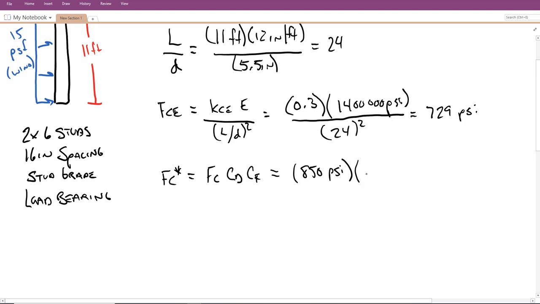850 psi for the allowable compressive stress. The wind load duration was 1.6, and the size adjustment for the compressive stress was 1.0. And run that through our calculator, and we end up with 1,360 psi.